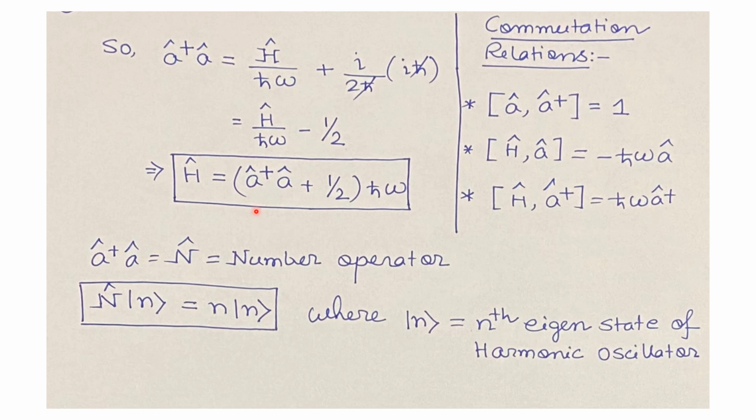Here the a cap dagger a cap is known as number operator n cap, because when this operator a cap dagger a cap, or the operator n cap, operates on a harmonic oscillator state n, it returns the eigenvalue n, that is the value of the state of the harmonic oscillator. Here the state n is basically the nth eigenstate of the harmonic oscillator.